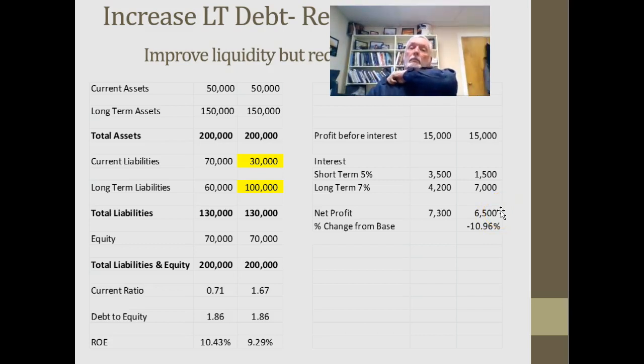So my profit drops almost 11%. However, my current ratio now is pretty liquid. I go from 0.71 to 1.67. So I'm definitely a more liquid company, a lower risk company, but I've given up 10% of my earnings. So therefore my return on equity has dropped 10% as well, to 9.29% from 10.43%. So I've done a little bit of financial engineering. I've made myself more liquid, lower risk, but I've cost myself money. Cost myself earnings and return on equity.